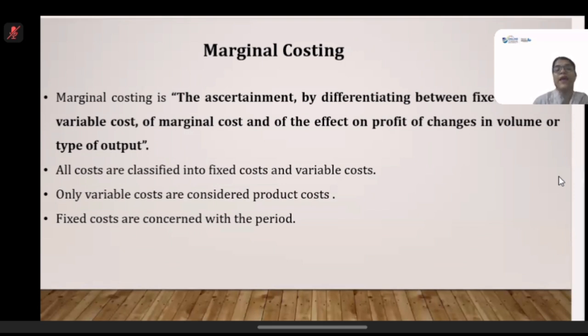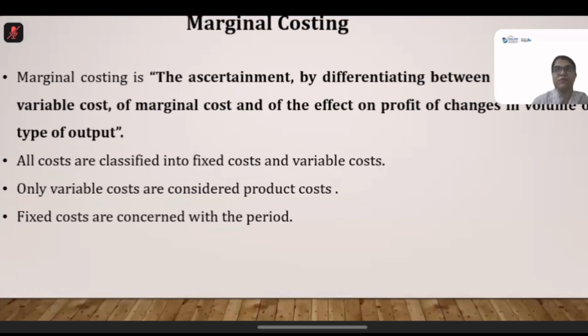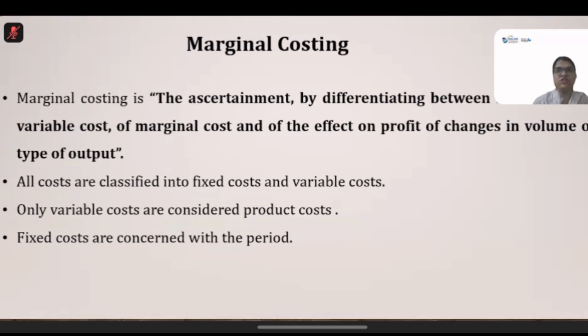So this approach will help the business in short-term decision making, optimizing the resource allocation, maximizing profitability. Okay. So in short, you can say that marginal costing is the differentiation that we get between your fixed cost and the variable cost. All the costs are classified into fixed and variable. Only variable costs are considered as the product cost, and fixed costs are related with your period. Okay.